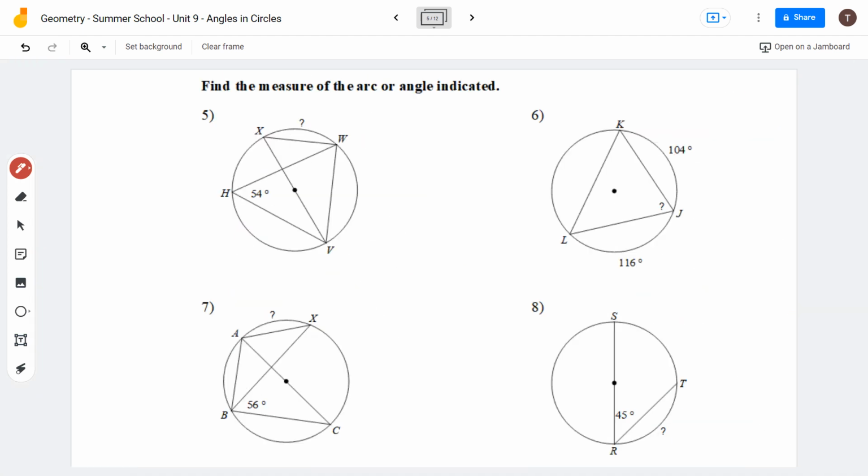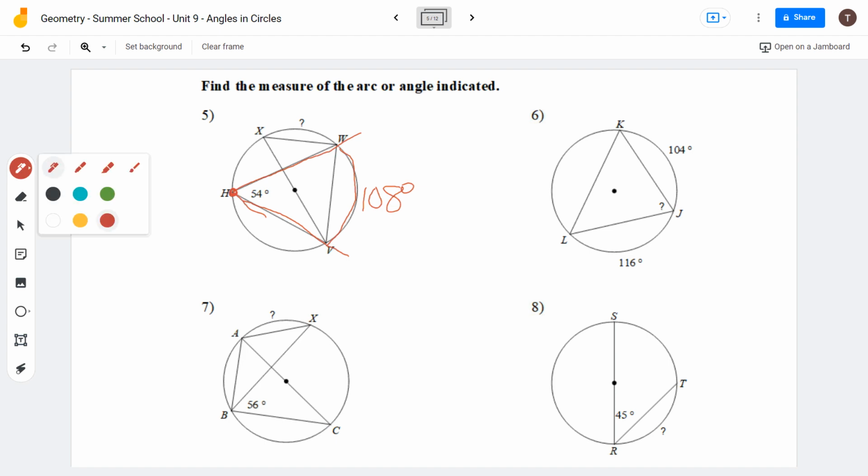Moving on to some inscribed angles. Now these ones can get a little tricky, but remember what makes this 54 inscribed is that the vertex is on the circumference of the circle. Okay, so this angle was made by those two lines. So that means this arc right here would have to be double that. So for central angles, the arc is the same. For inscribed angles, the arc is double.